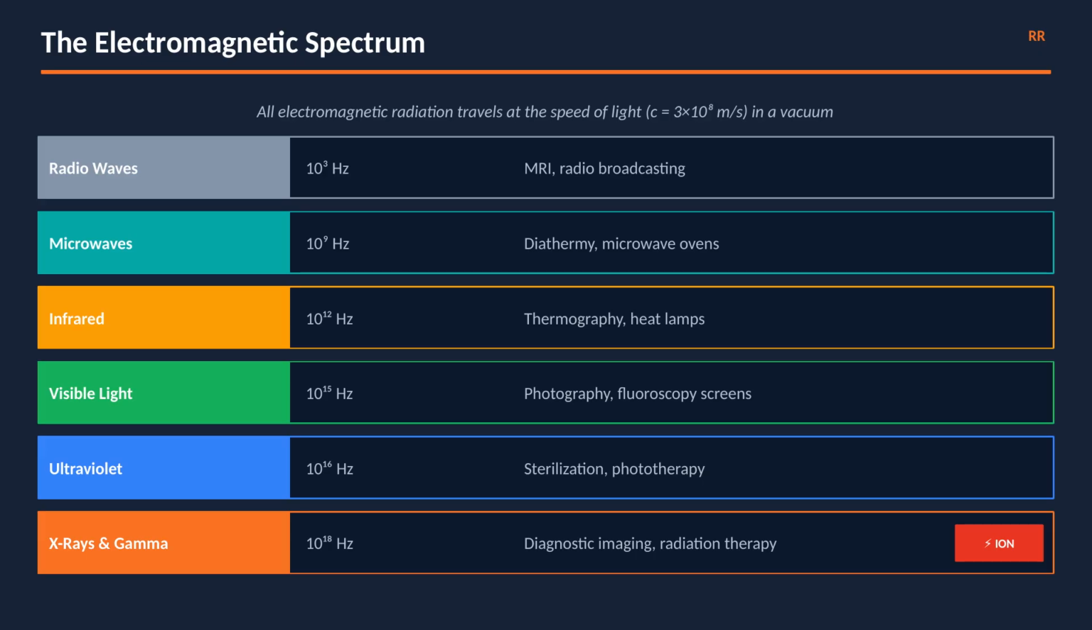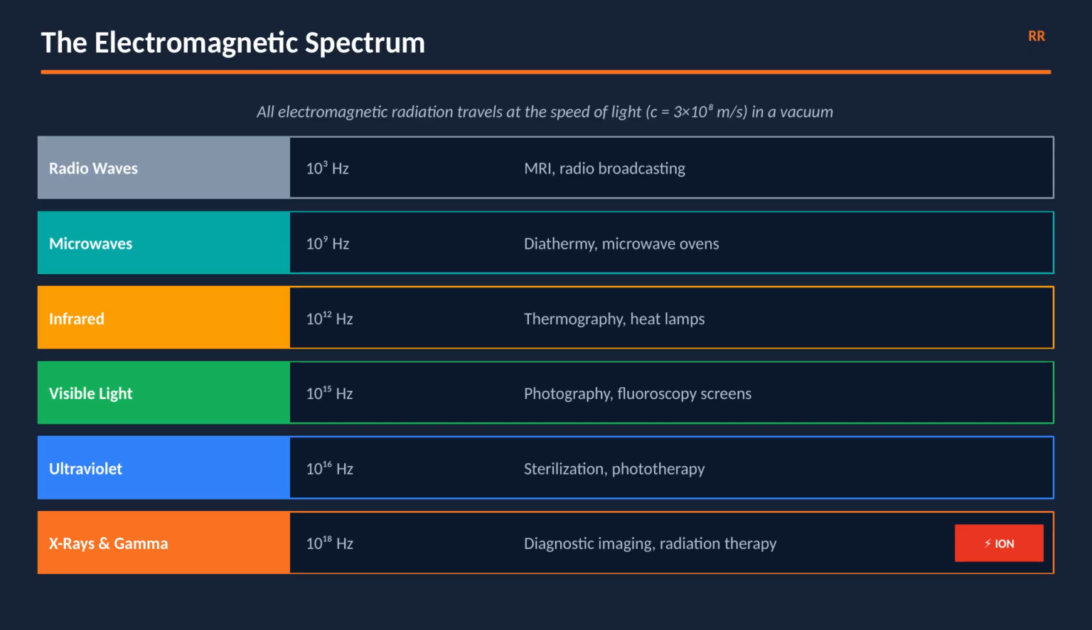of light. In order from lowest energy to highest: radio waves, microwaves, infrared, visible light, ultraviolet, X-rays, and gamma rays. X-rays and gamma rays are both ionizing radiation. They carry enough energy to remove electrons from atoms. This is what makes them medically useful and potentially harmful.